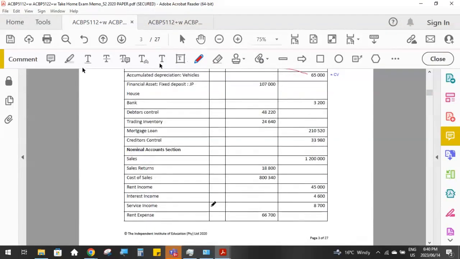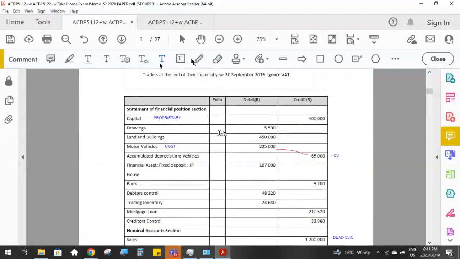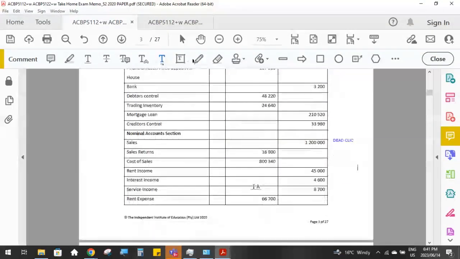So remember, if you also remember our debit and credit rules, the items that will always be on the debit side are expenses, which will be in the nominal account section, and assets and drawings, which are in the balance sheet section. Those always have a debit balance.